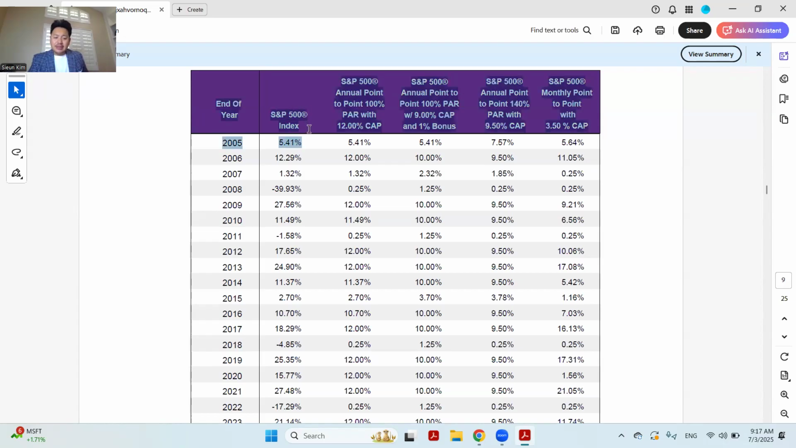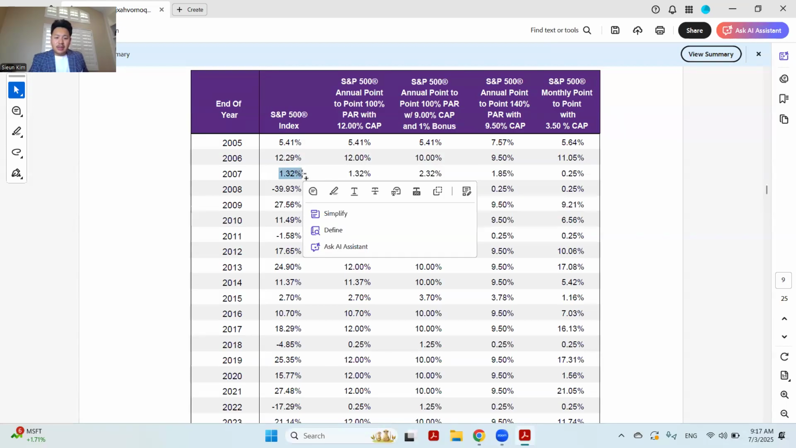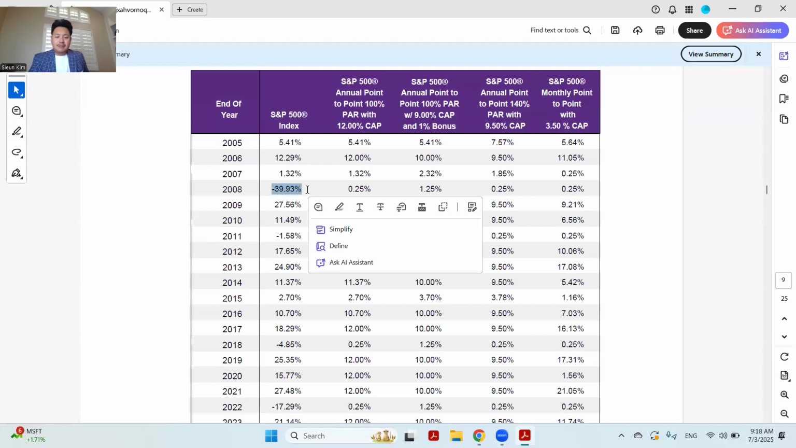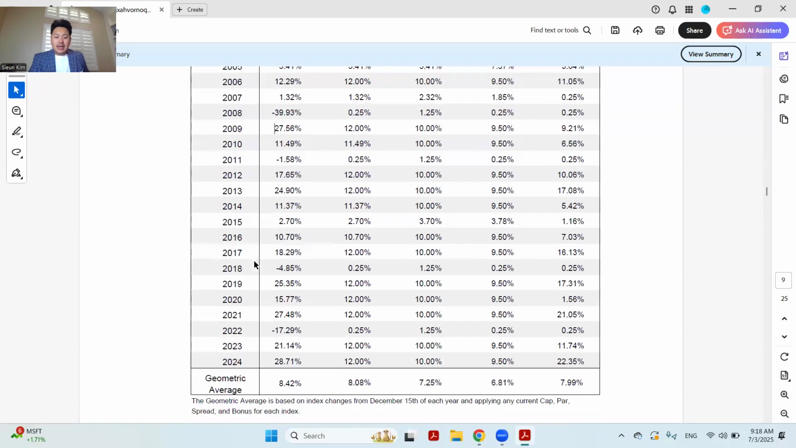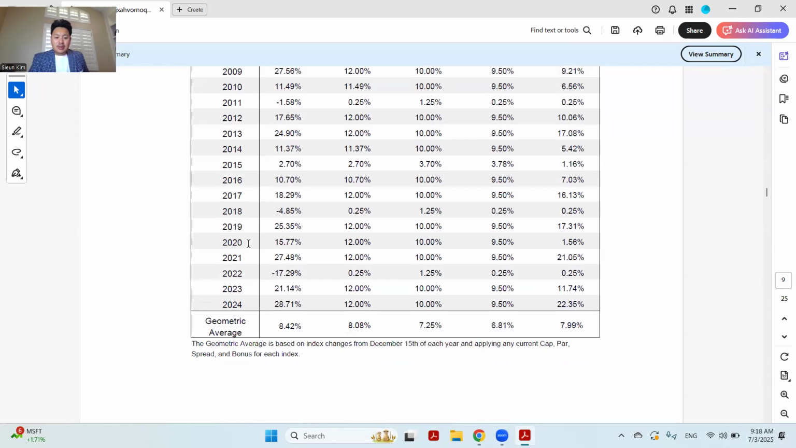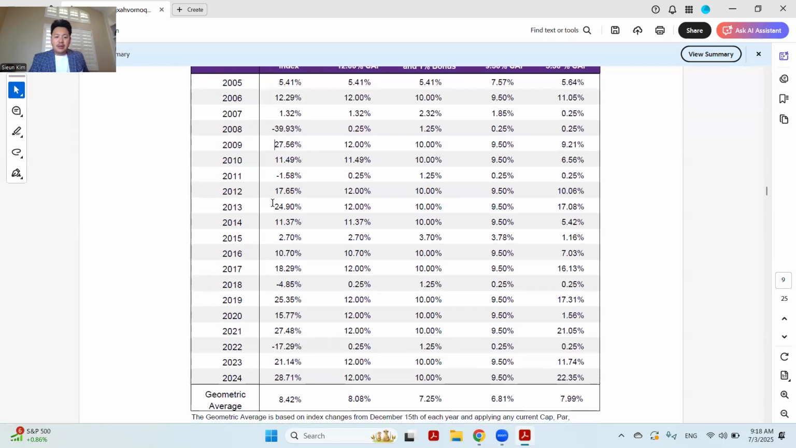S&P 500. This is the actual S&P 500 index numbers in the stock market and how it has performed over the last 20 years. So it shows you the returns in the stock market. In 2008, there was a negative 39.93%. That's almost a 40% market downside. A lot of people lost all their retirement during this time. Okay. Next year, it did 27. Next year, it did 11, right? And then it did really well. So it's an up and down. The market is up and down, and that's how the stock market works.